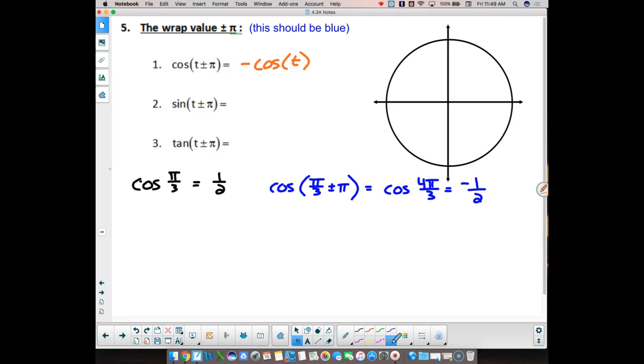We just went all the way around the circle and we proved that the cosine halfway around the circle is the opposite of the cosine of where I'm at.